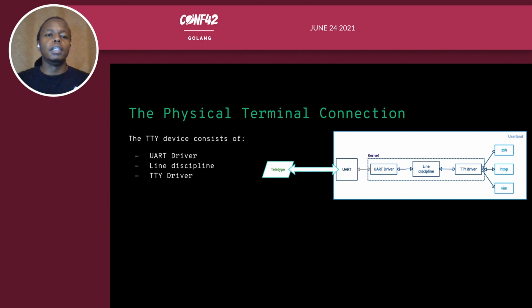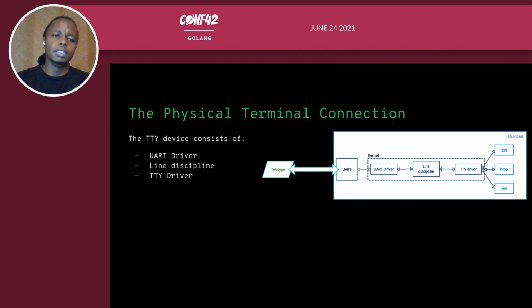The UART driver manages the transmission of bytes between the teletype via UART and line discipline. What it does is transfer keystrokes from UART to the line discipline. It also sends back anything that's sent from the line discipline back to the teletype. So that's basically command execution. It sends characters in and characters out.